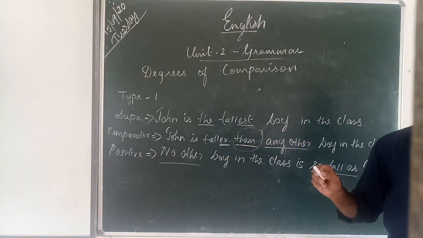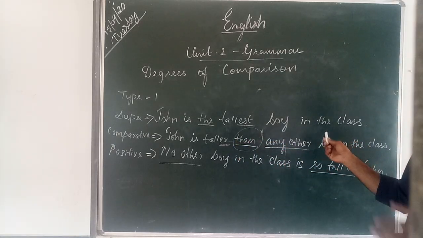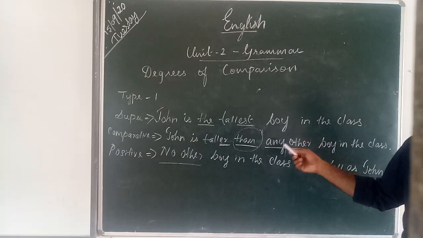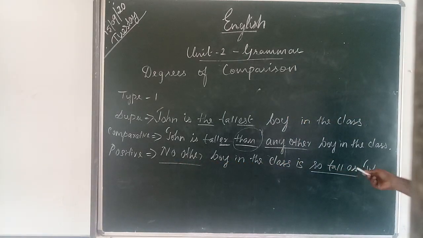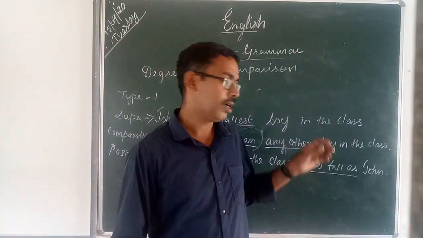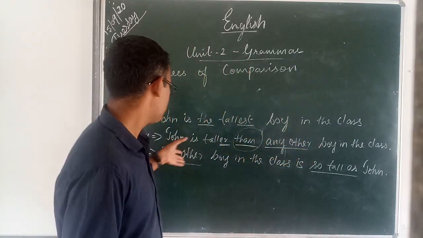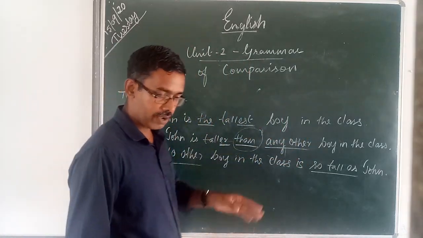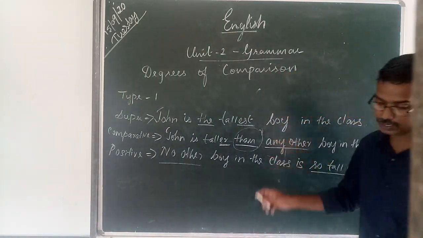John is taller than any other boy in the class. The meaning of that is no one is taller than him. That's why it comes like this: no other boy in the class is so tall as John. I hope you have understood. Just note down, copy it in your grammar note, and follow the first type. Today I will teach only the first type of degrees of comparison.